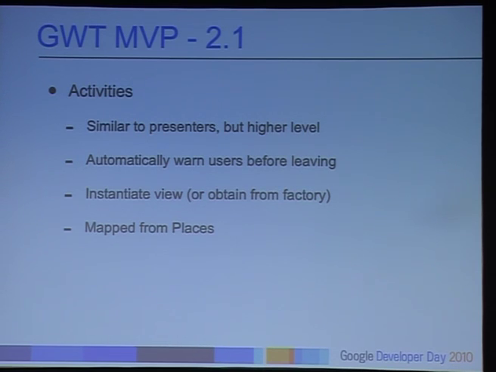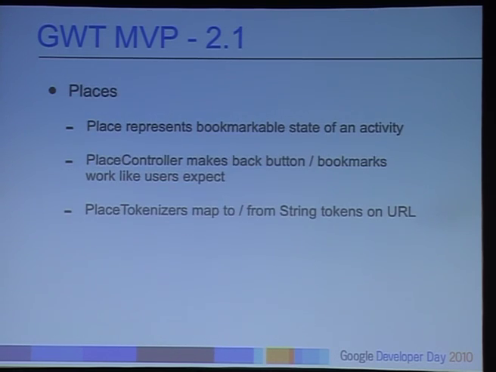The activity's responsibility is to instantiate the view and then maintain the state of the user's actions. And activities are mapped from places. Places are essentially the bookmarkable state of an activity. So if you've written AJAX applications before, you know one problem is that you have this nice application running and there's all kinds of things going on, and it's very responsive to user actions, and then your user goes and clicks the back button, and what happens? It goes back to whatever page they were looking at before they started working with your application, because they've unloaded the JavaScript that was your application.